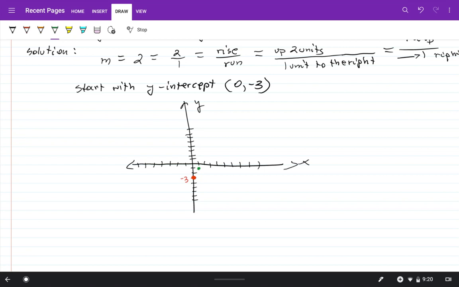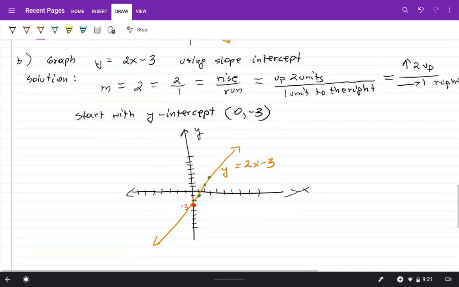And you can repeat that process. From this point, you will go 2 units up, 1 to the right, and you can continue, 2 up, 1 to the right. Of course, you see that all those points create a straight line. And this is our graph, y is equal to x minus 3, positive slope.